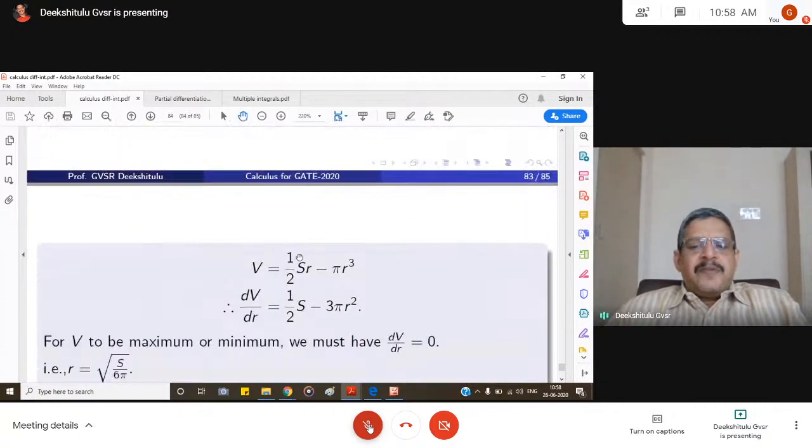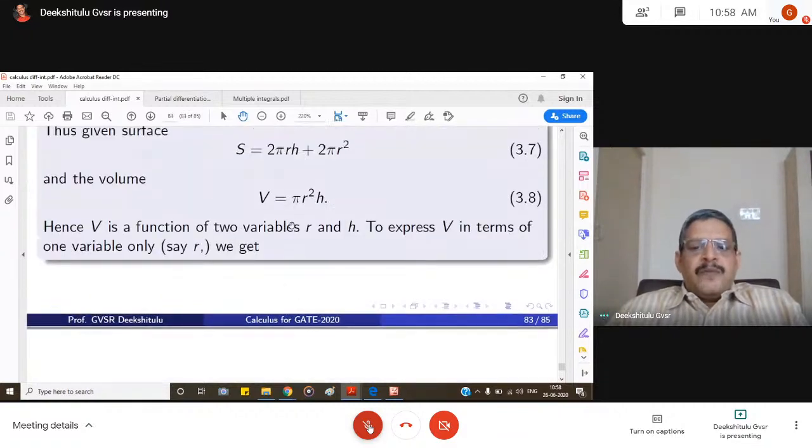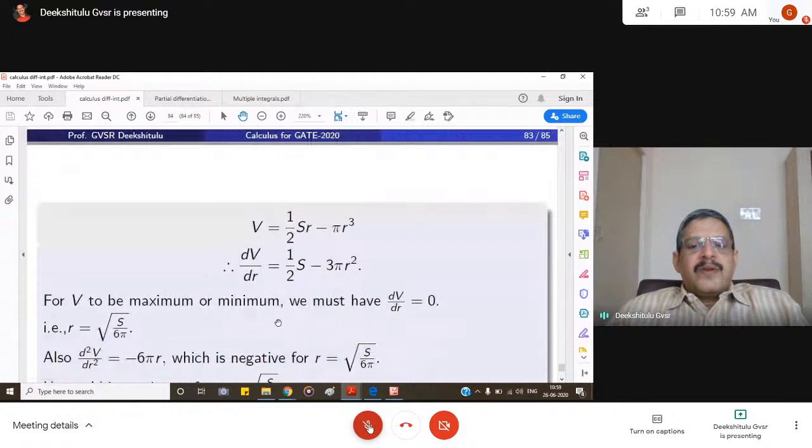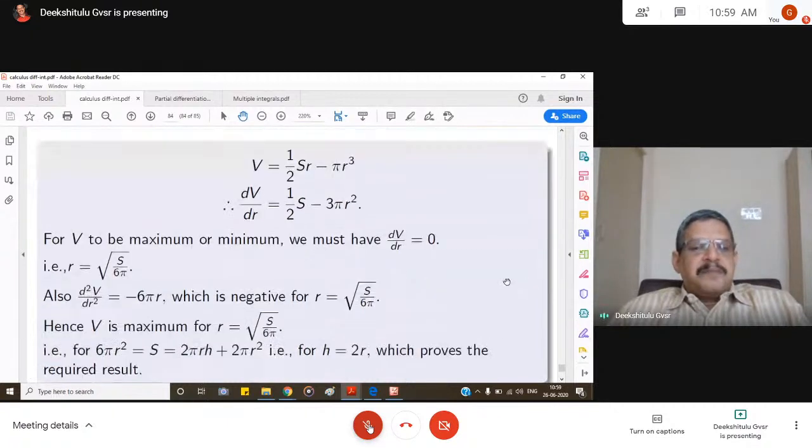So if you convert into a one variable problem, from these two relations we can write V is equal to 1 by r, 2 s r minus pi r cube. So we want to find the maximum and minimum of this. So dV by dr is equal to 1 by 2 s minus 3 pi r square. For V to be maximum or minimum, dV by dr must be equated to 0. So what is r? Square root of s by 6 pi.